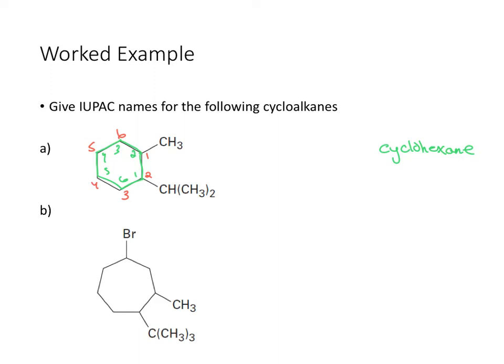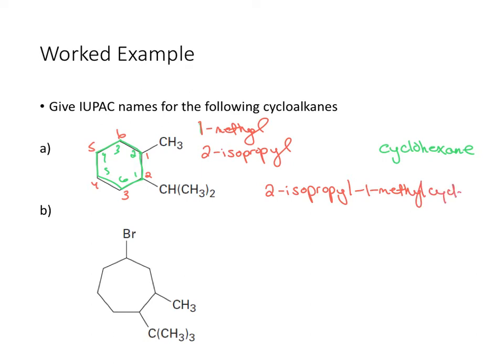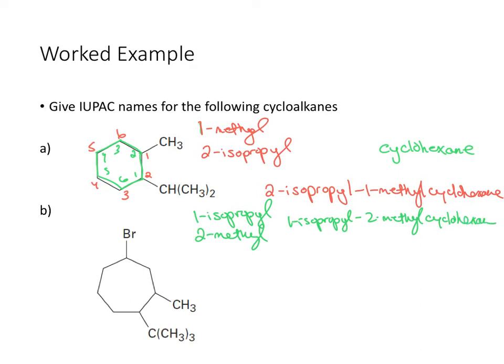If I use the numbering in red, I would have a methyl at 1 and an isopropyl at 2. And when I assembled that into a name, the I would alphabetically be before the M, so that would become 2-isopropyl-1-methylcyclohexane. Now if I use the numbering in green, I would have an isopropyl at 1 and a methyl at 2. And then that would become 1-isopropyl-2-methylcyclohexane. So which one is correct? Because they both have the same low numbers. So in this case, you want to give the lower number to the one that comes alphabetically first. So you're going to choose this option.